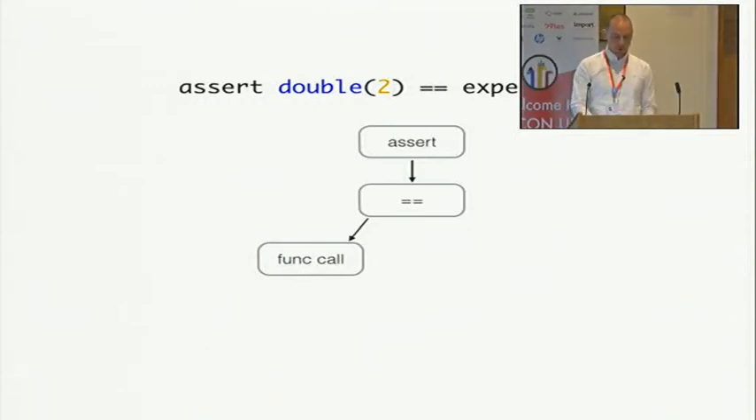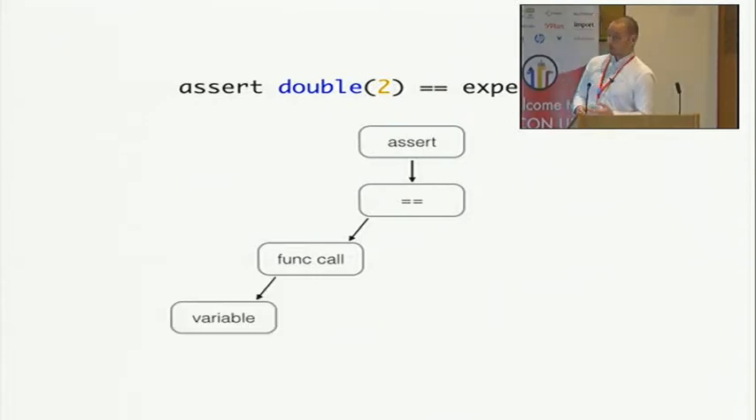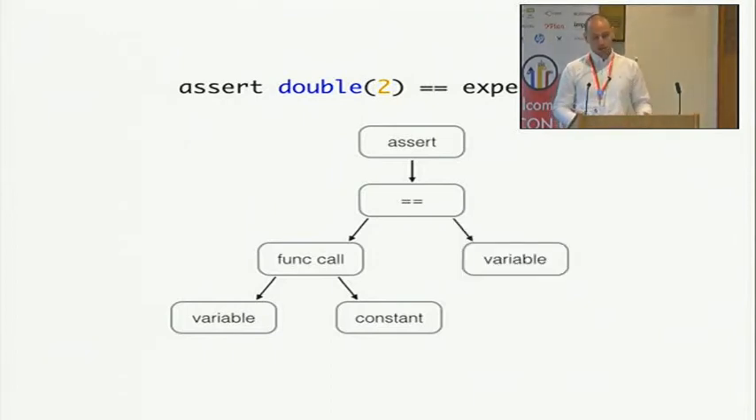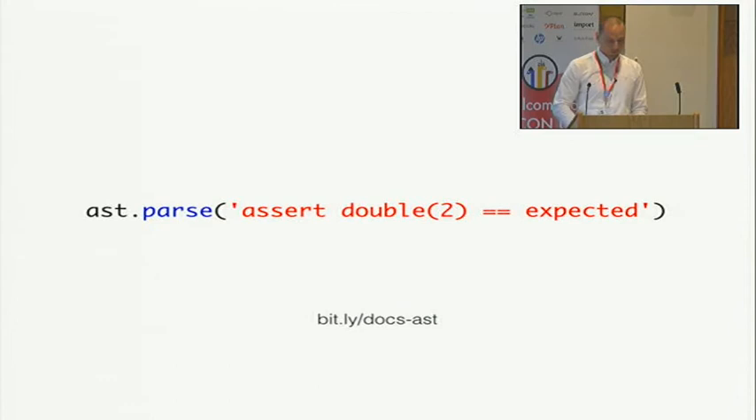The left-hand side is a function call, and a function call is a node that consists of, in this case, the function name, or the function part of it, which here is a variable. It's called double. And we have arguments. In our case, the arguments are just a constant, the number 2. All right, that finishes the left-hand side. The right-hand side of the comparison is, again, a variable, in our case, expected. Okay? Not that hard. So let's see what Python thinks about this.